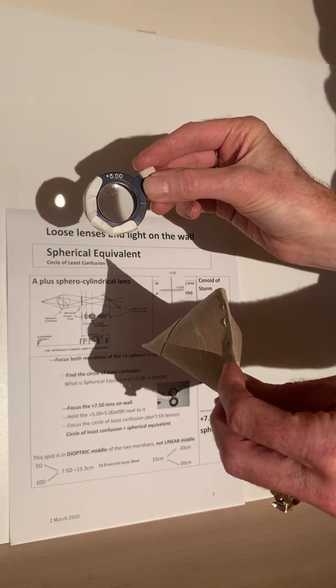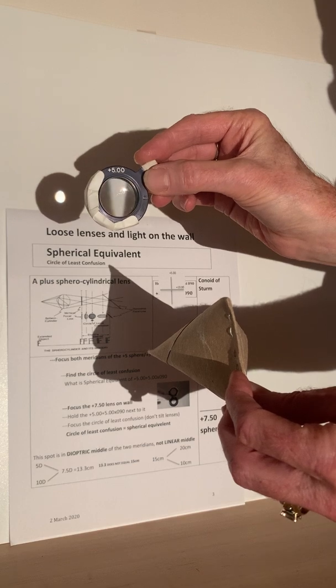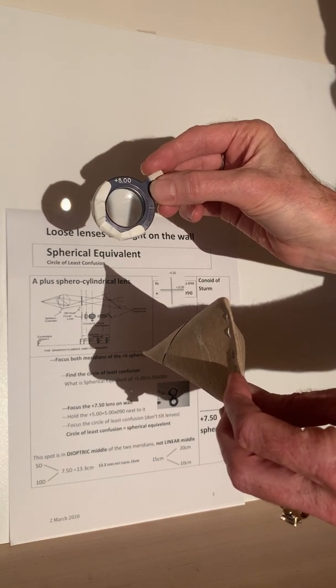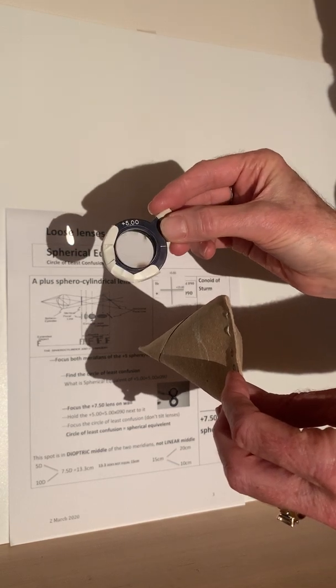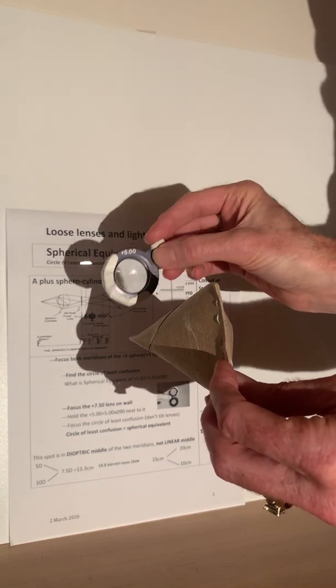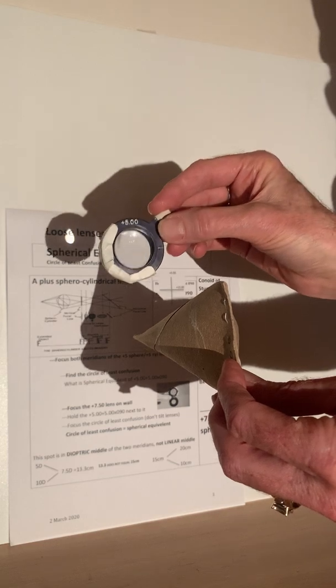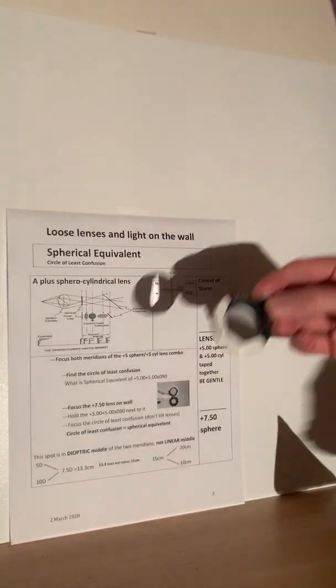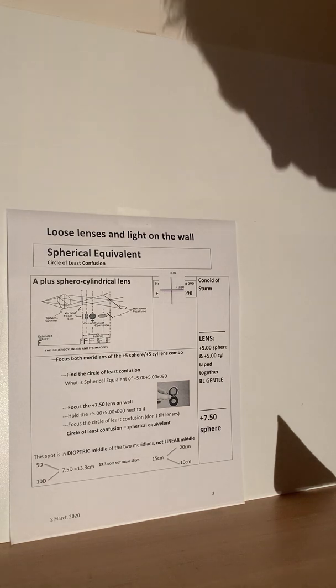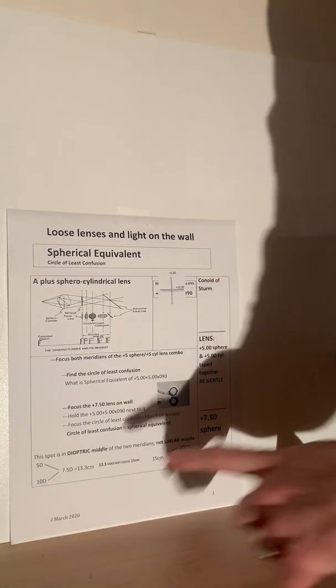And that circle of least confusion is the dioptric center of this. It's not halfway between 10 centimeters and 20 centimeters. It's not at 15 centimeters. It's halfway between 5 and 10, that's 7.50. And then you flip that upside down and figure out the focal distance of that, which is like, I don't know what, 13. I've got it written right there.